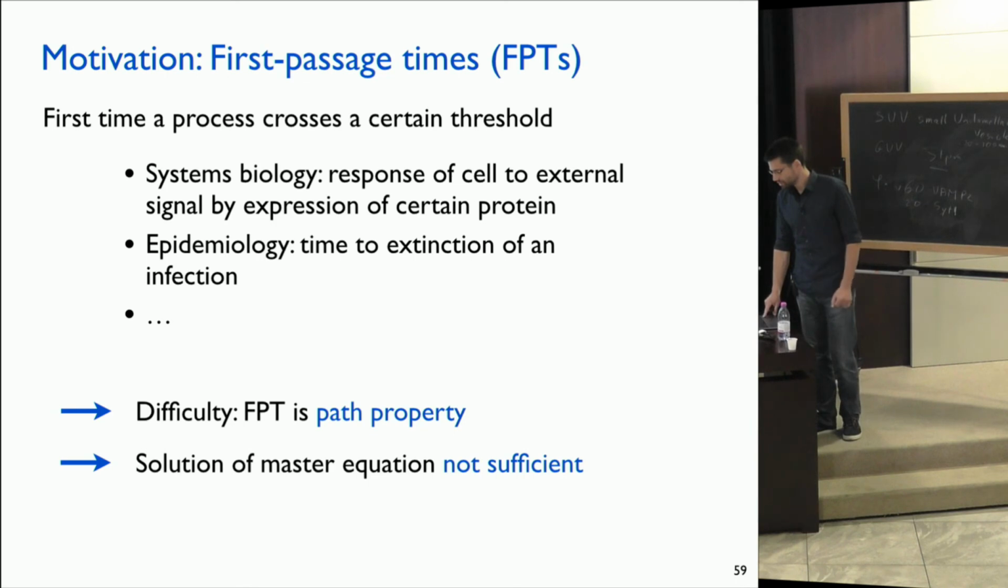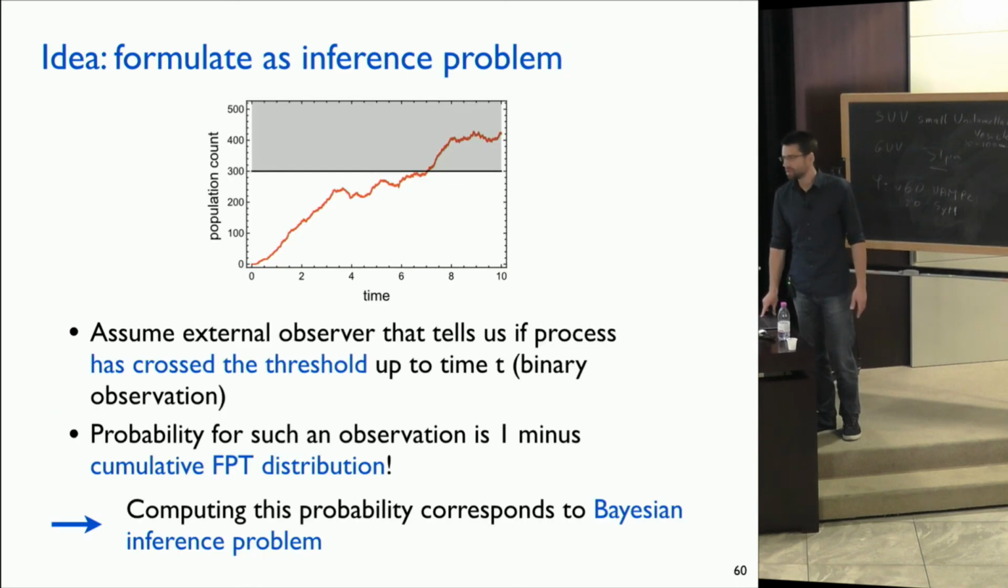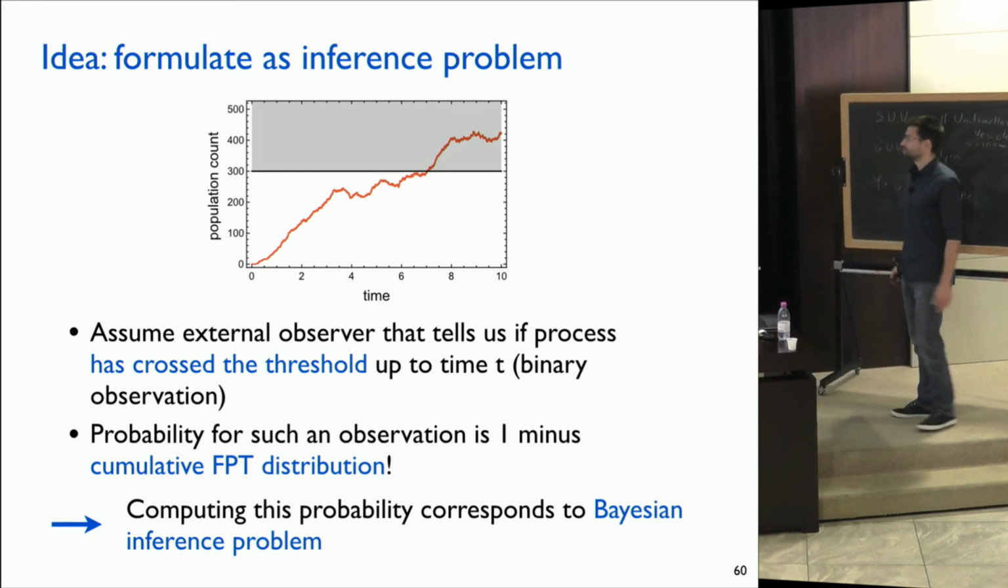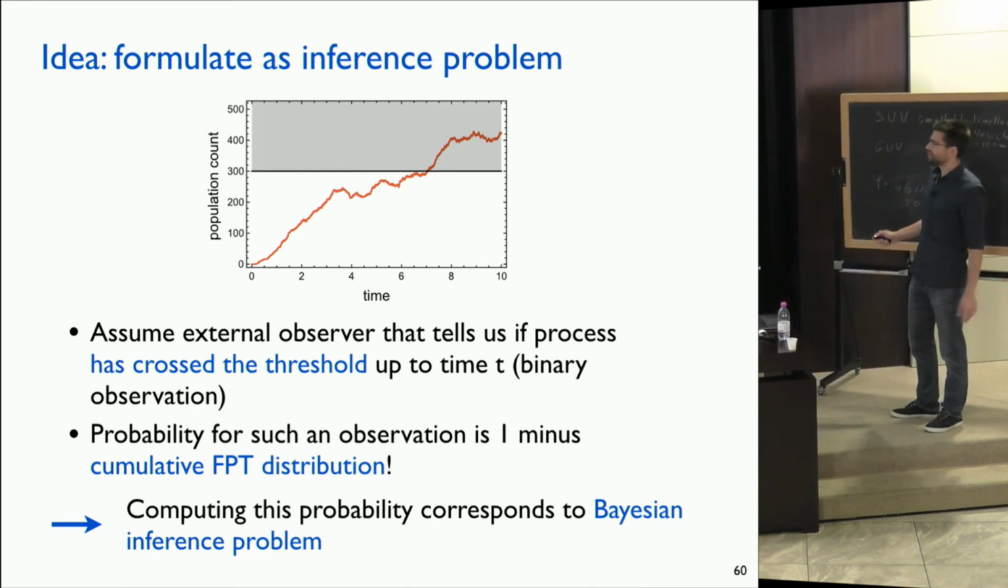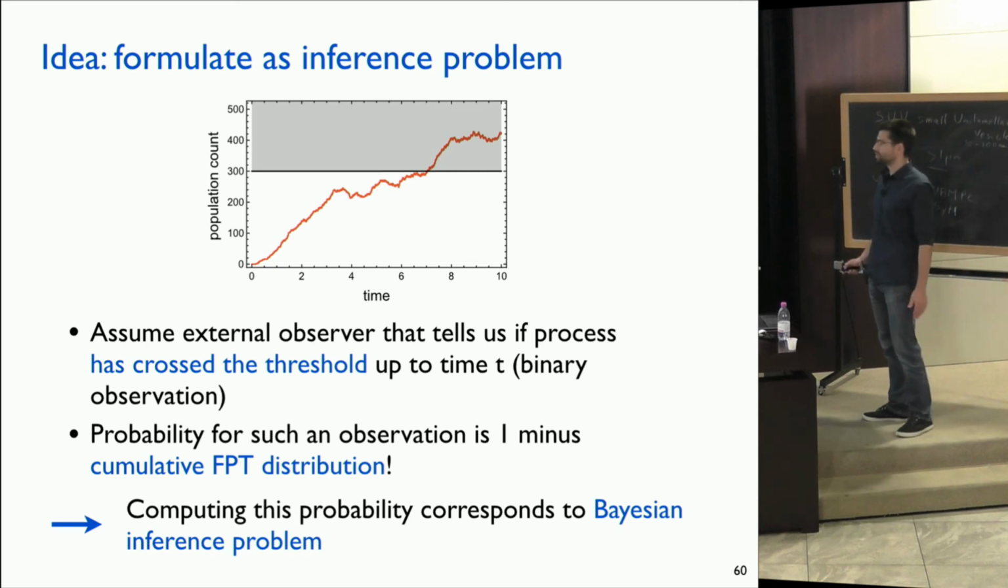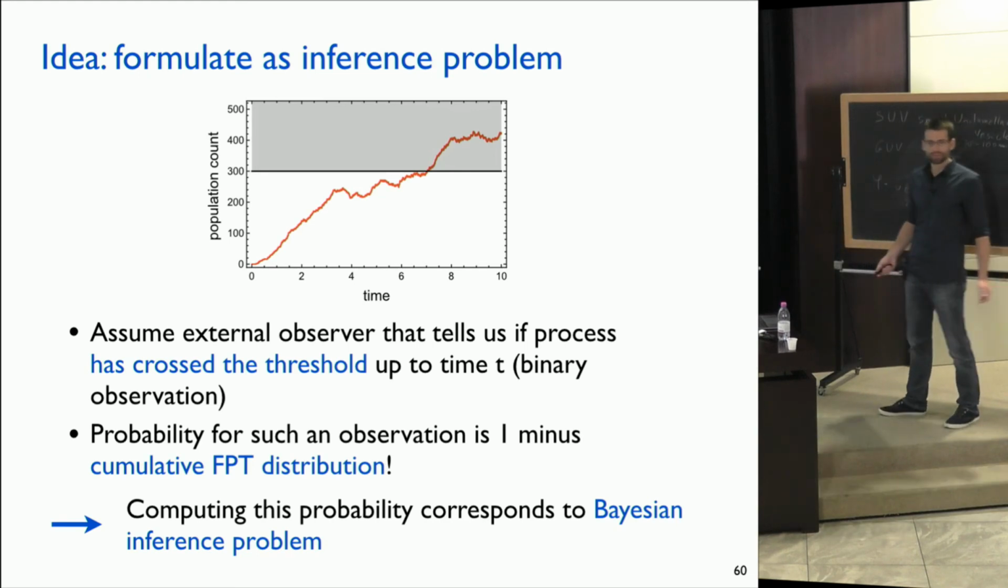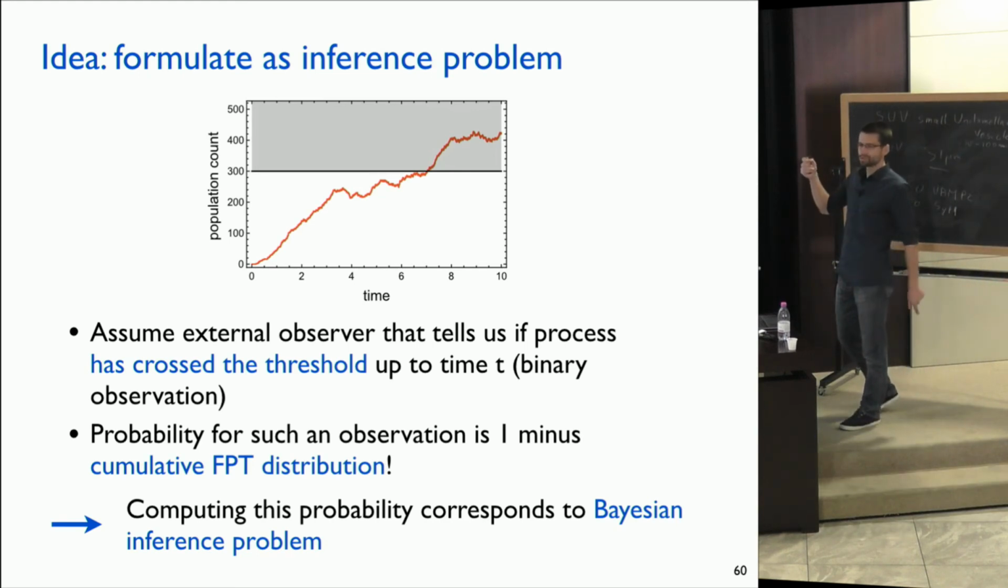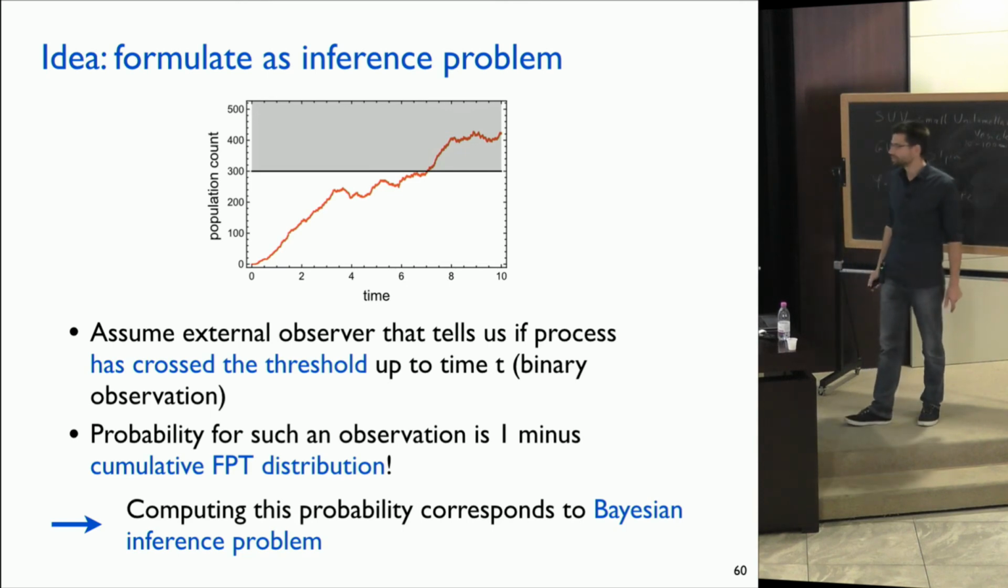And before giving you the maths, I want to give you the intuitive idea that we had when we started looking at that. Suppose we have a process, say a number of proteins in a cell, and we want to know when it crosses the threshold 300. Now suppose we have an external observer that looks at this process and tells us at every time point if the process has crossed the threshold or not. So a binary observation. You could think of someone raising a flag, and as soon as the process crosses the threshold, taking the flag down.